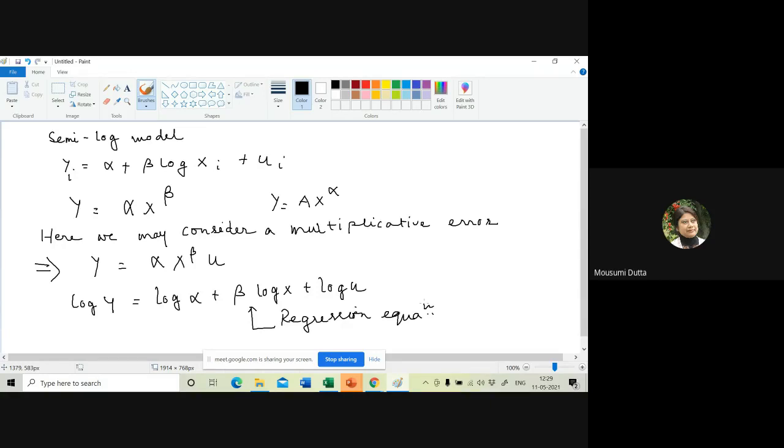If you get a functional format where x square or log x or e to the power x are used, however the parameters beta, etc., enter linearly, in that case you have to treat the model as a linear model. So I'm giving you some examples.